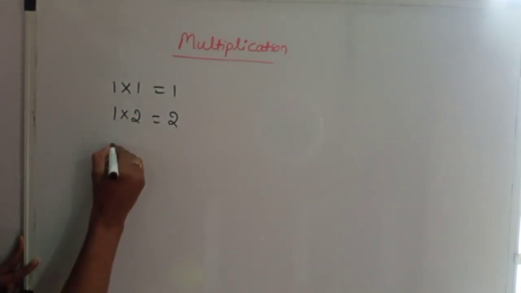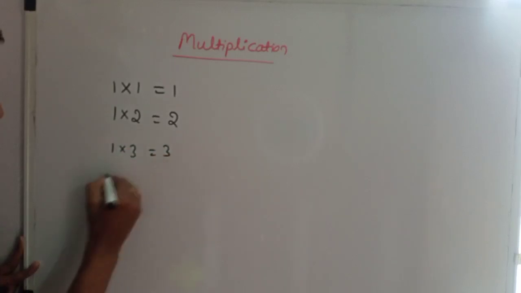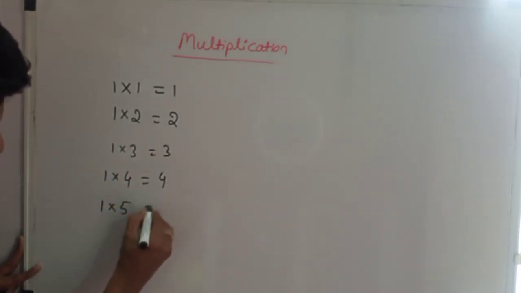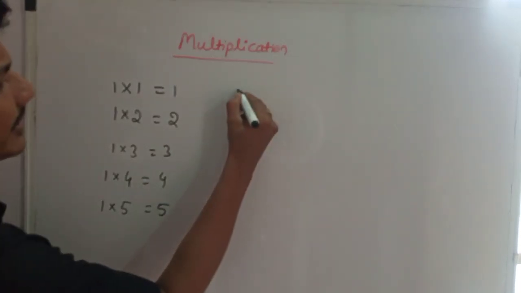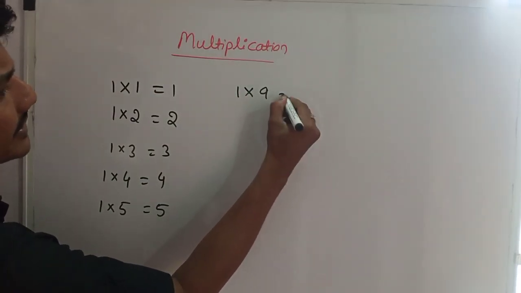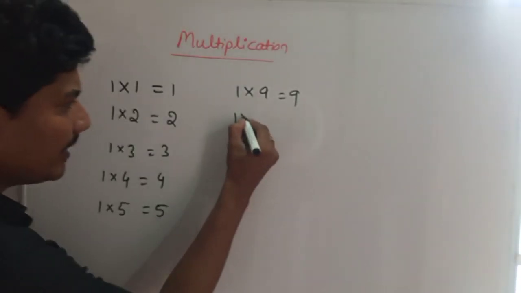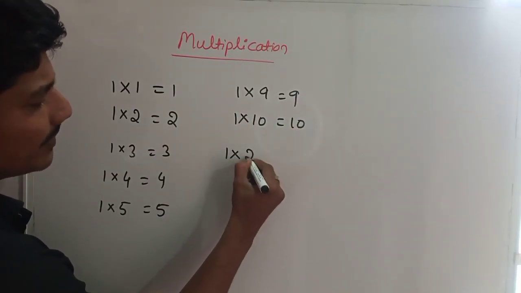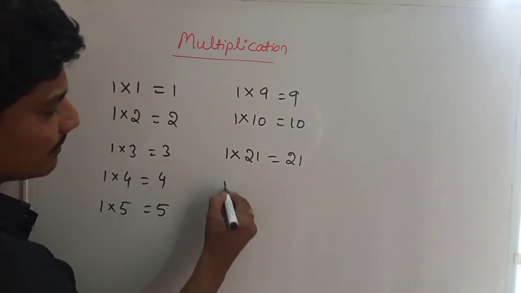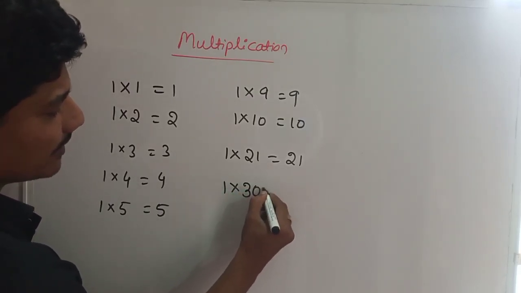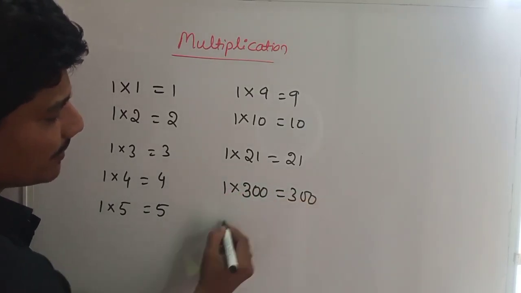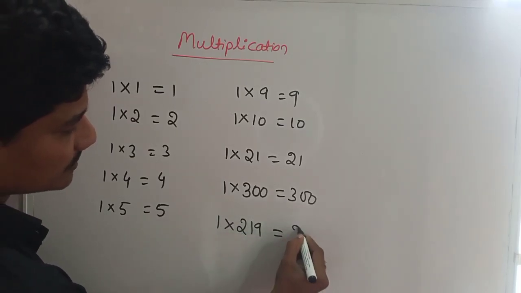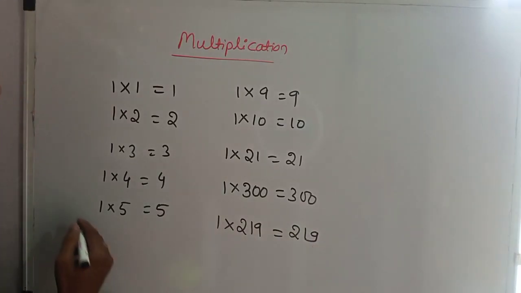1 into 1 is equal to 1, we know that. 1 into 2 is equal to 2, 1 into 3 is equal to 3, 1 into 4 is equal to 4, 1 into 5 is equal to 5, 1 into 9 is 9, 1 into 10 is 10, 1 into 21 is 21, 1 into 300 is equal to 300, 1 into 219 is equal to 219.